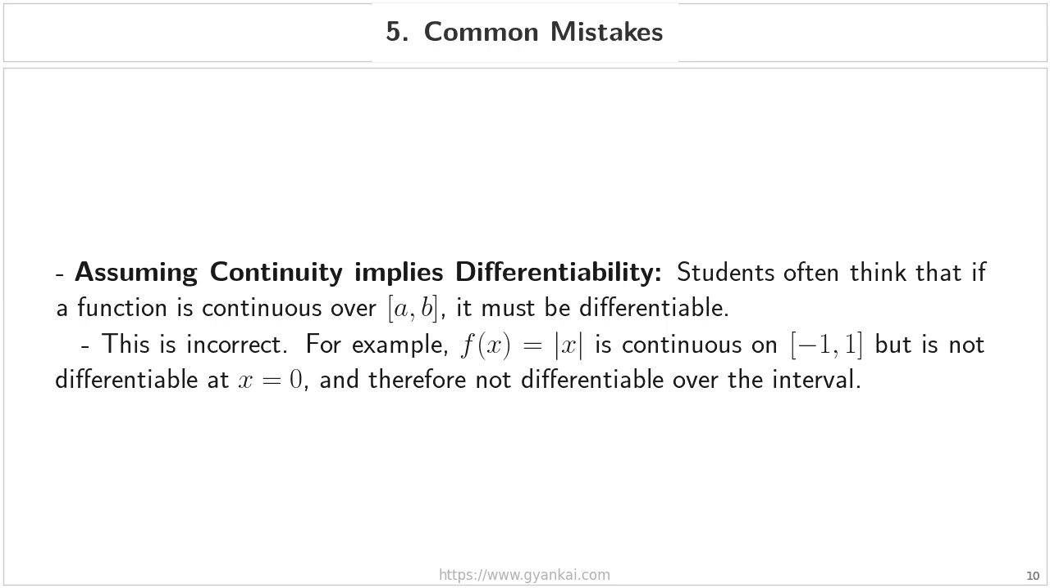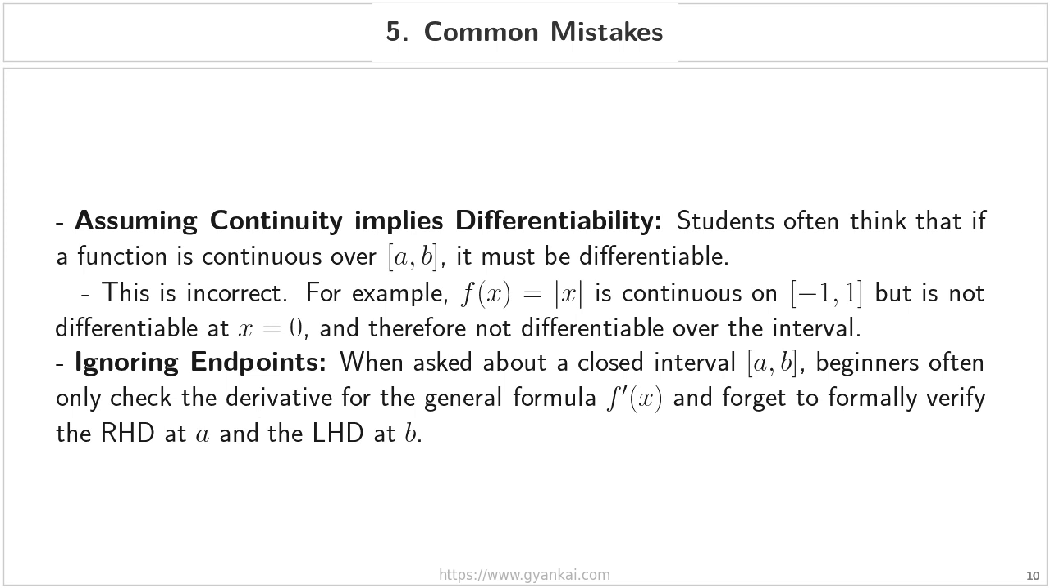For instance, consider the function f of x equals the absolute value of x. While this function is continuous on the closed interval from -1 to 1, it possesses a sharp corner at x equals 0. Because the derivative does not exist at that specific point, the function is not differentiable over the entire interval. Next, be careful not to ignore the endpoints.